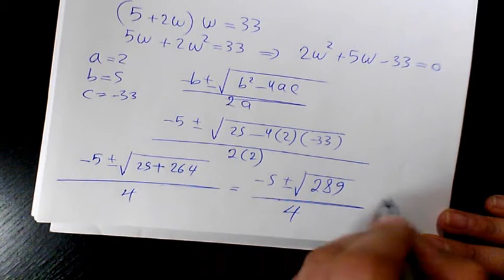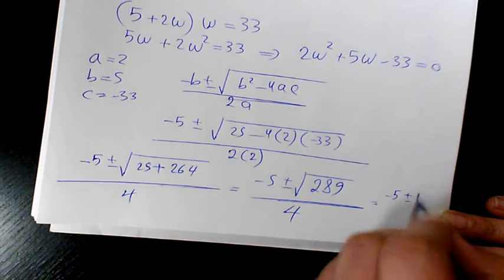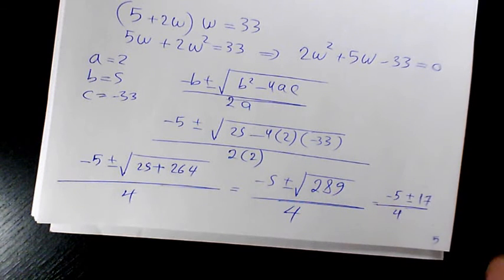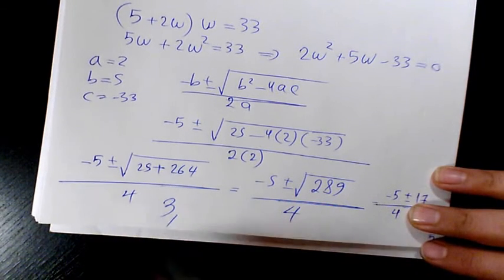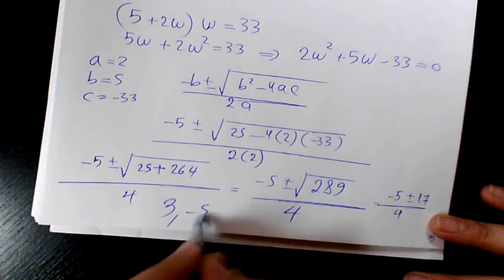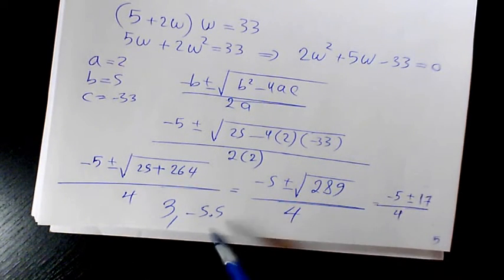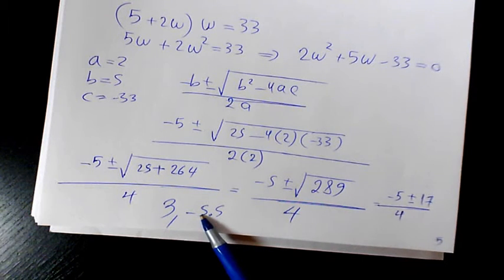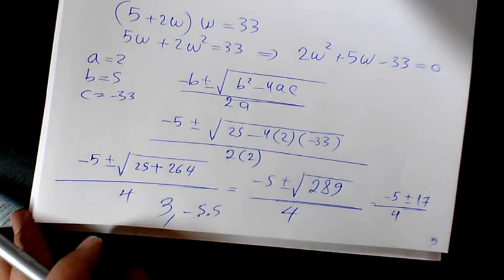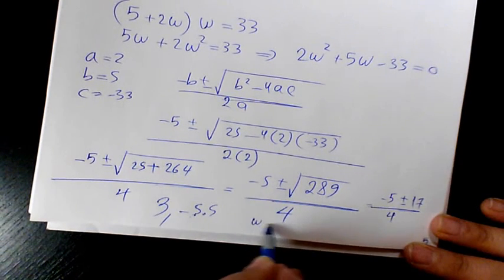So it's going to be negative 5 plus minus 17 over 4. If you consider plus, negative 5 plus 17 divided by 4, that's 3. Negative 5 minus 17 divided by 4 is going to be negative 5.5. So we cannot accept the second one, we accept only the first one. So the width is going to be 3.